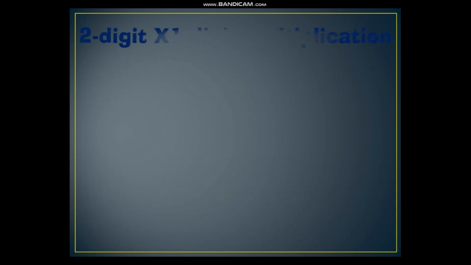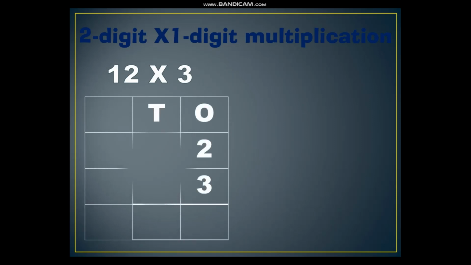Let us move on to two-digit into one-digit multiplication. Means when a two-digit number is multiplied by one-digit number. Let us do one example of this. 12 multiplied by 3. And how do we write this question? In this form. And now we have to see if we are doing such type of questions, how are we going to solve these? First of all, these two numbers will be multiplied.